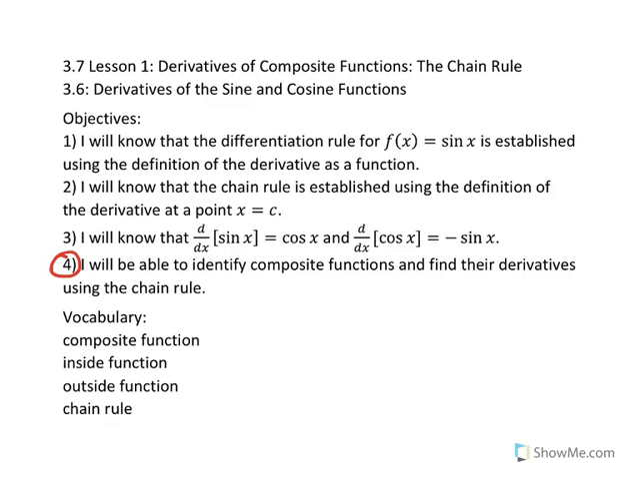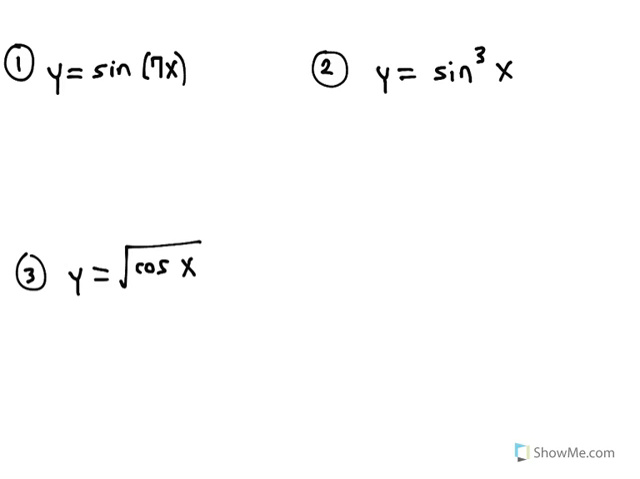Now we get to objective 4, which is the main part of our lesson for today. You'll be able to identify composite functions, and that was one of our review lessons that we did during the first week, so you can go back and watch that. And find their derivatives using the chain rule. So vocabulary: composite function, composition of functions, inside function, outside function, and the chain rule.